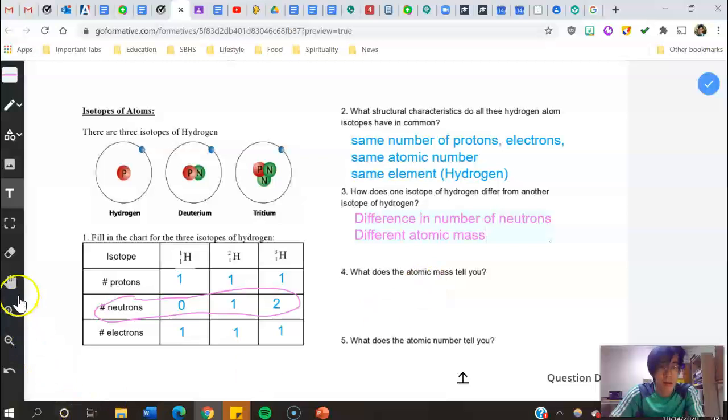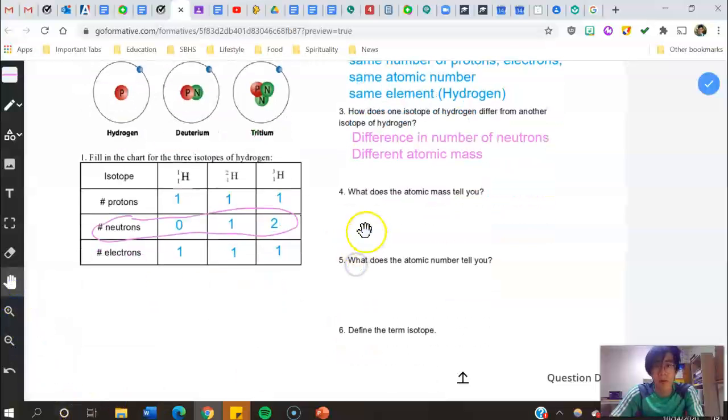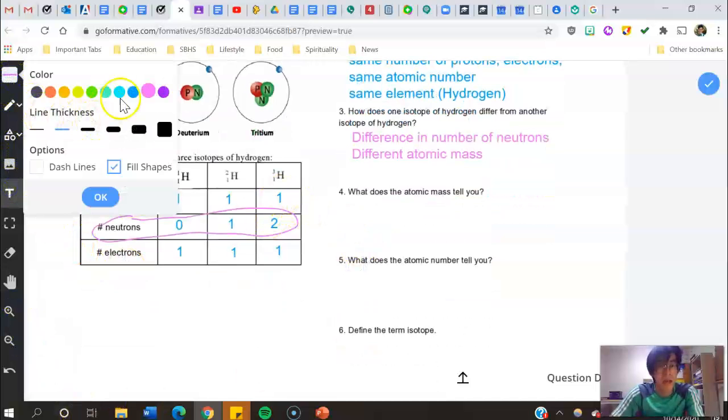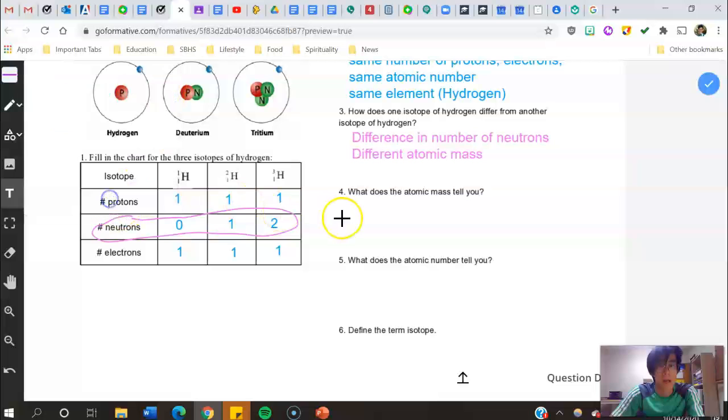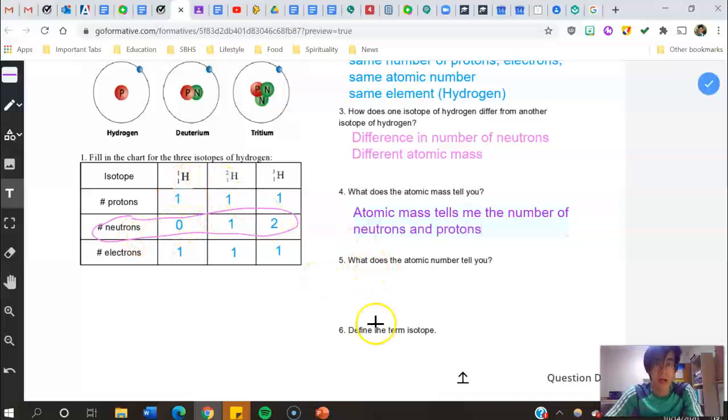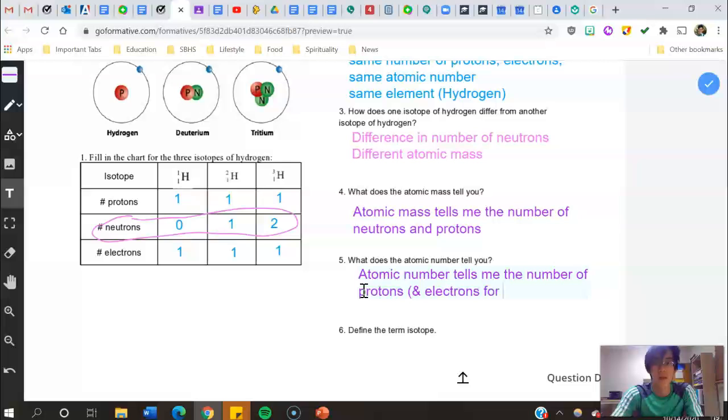Once again, remember this, we've talked about this before. What does the atomic mass tell you? Atomic mass tells me, this color, purple, the number of neutrons and protons. Atomic number, on the other hand, which is the bottom number, only tells me the number of protons, and you see electrons in atoms.